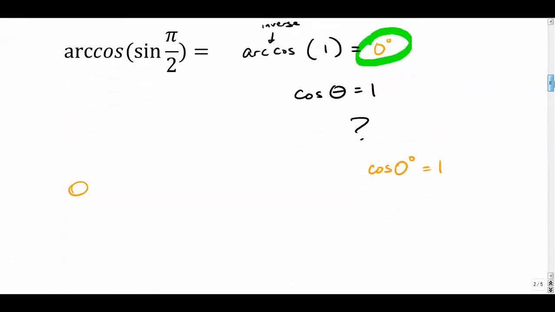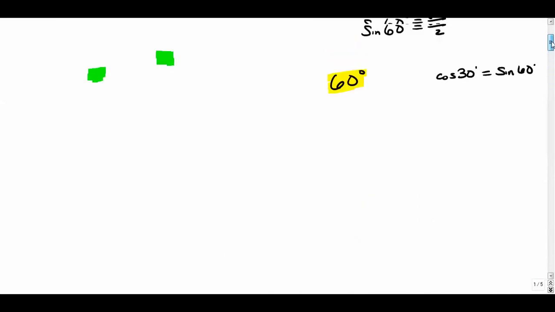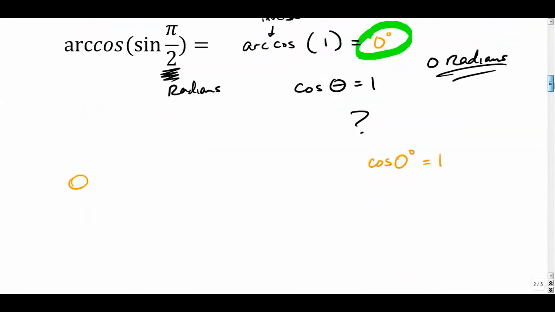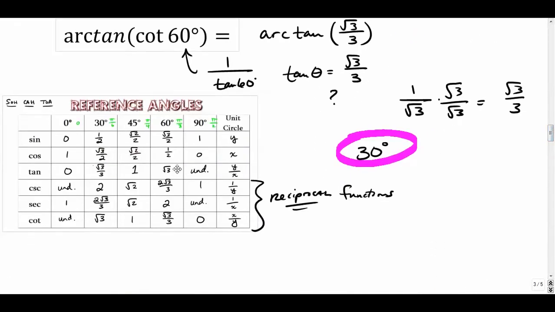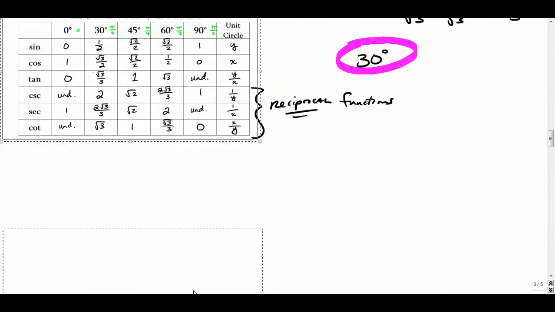At this point, let me go back to this problem here. I started in radians, so I should probably end in radians. Instead of saying 0 degrees, let me say 0 radians. Whatever you start in, you should end in the same thing. This one started in degrees, and I gave the answer in degrees. Radians, radians, degrees, degrees. Let me do a couple more here.